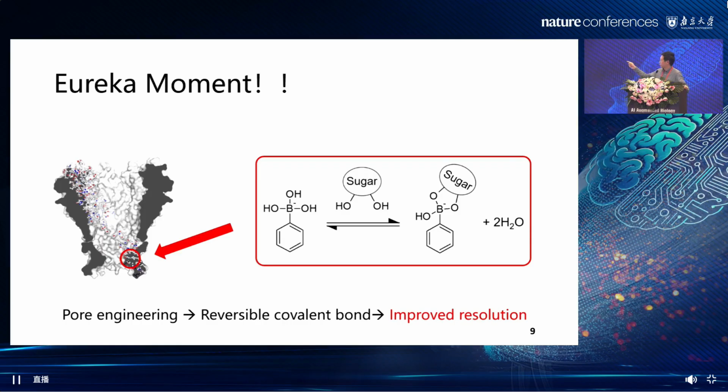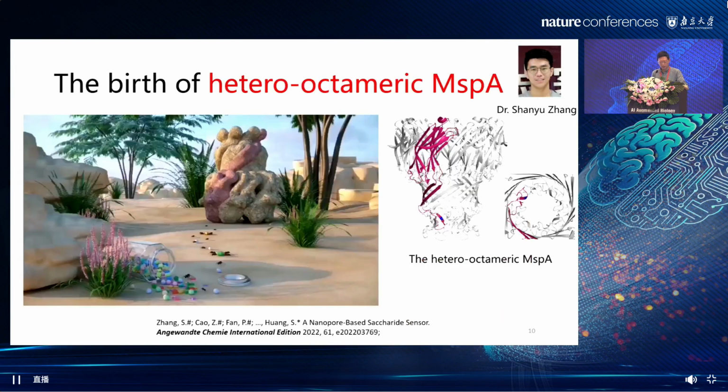For example, this time, a phenylboronic acid is put at the pore constriction, and then a highly reversible reaction between the sugar and the phenylboronic acid will happen, and this can be used to much improve your resolution for saccharide sensing. When we did that, we got this heterooctameric MspA nanopore done, and it's working really well for discrimination of different monosaccharides.